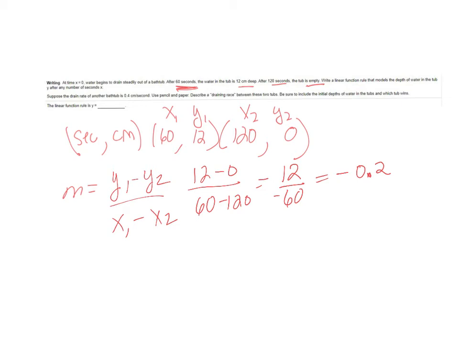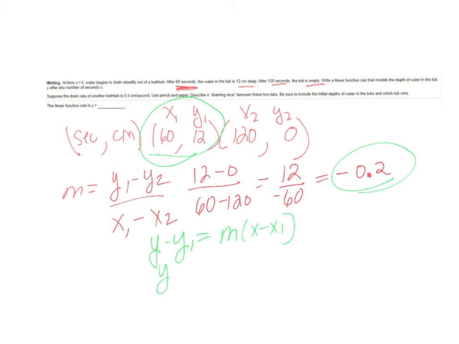And so now we have to figure out the linear equation. We need to use one of our points and our slope, and we'll use point slope form, which is y minus y1 equals m times x minus x1. And so we'll have y minus 12 equals negative 0.2 times x minus 60.